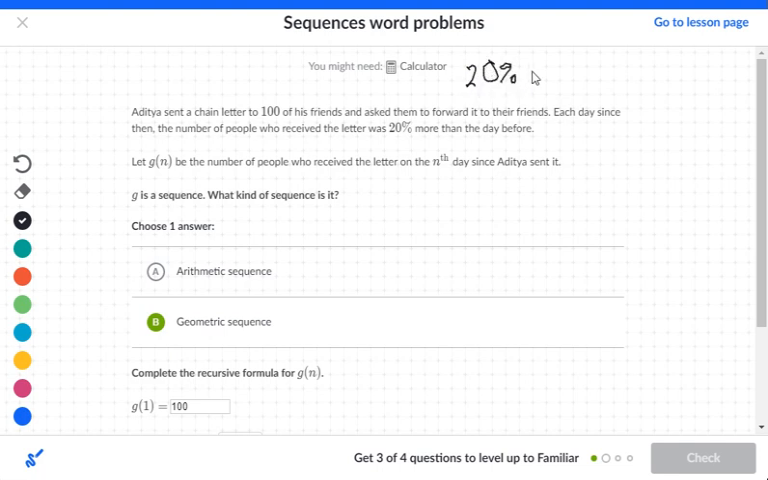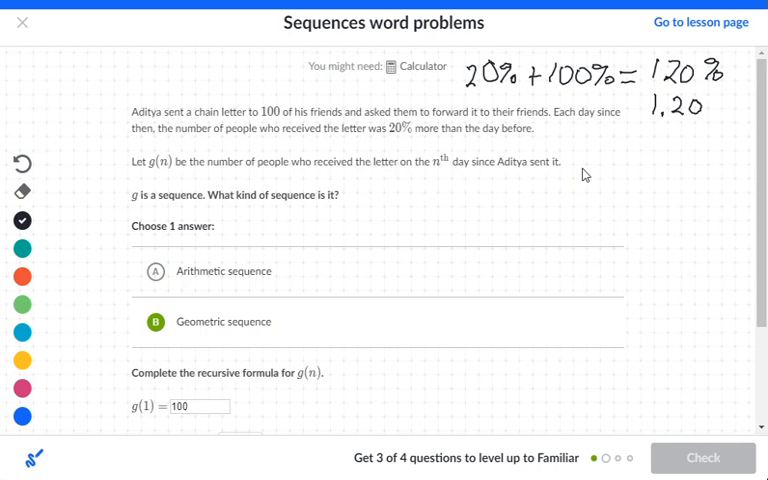So we have 20%. Now we're going to add this to 100%. And I'll explain in a moment why we do this. So you're going to take 20% plus 100%. You're going to get 120%. Now you want to change your percent to a decimal. So this becomes 1.20. So that's going to be the number.